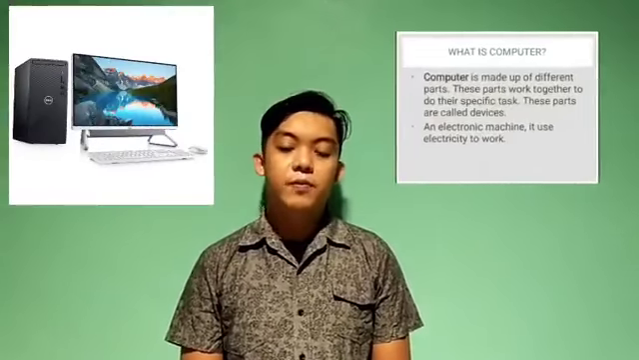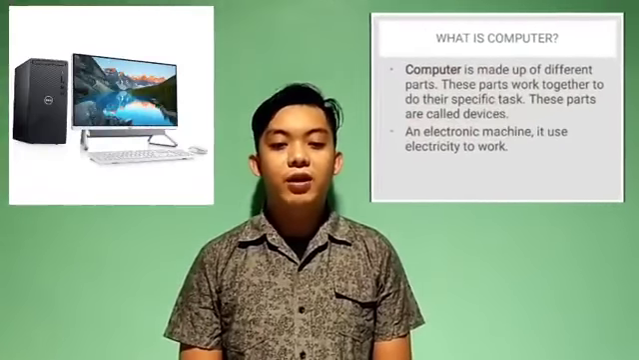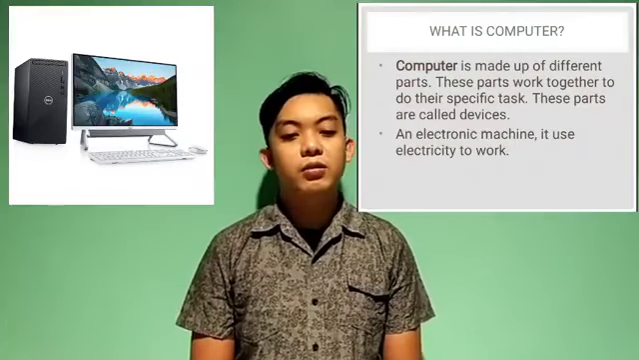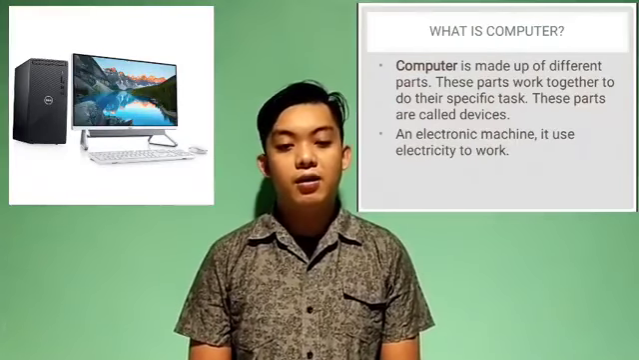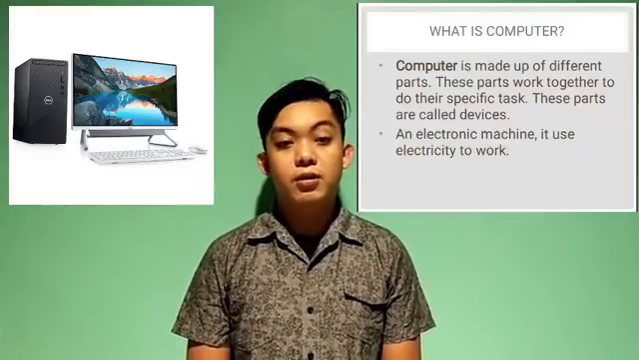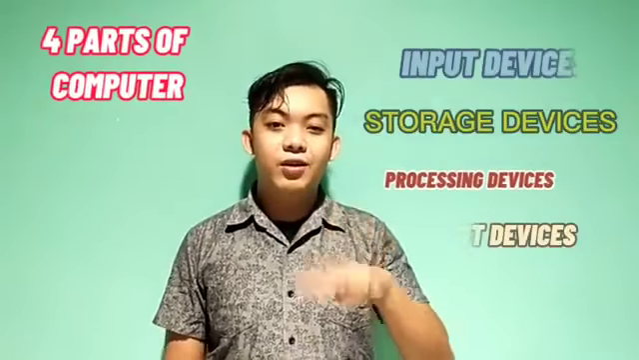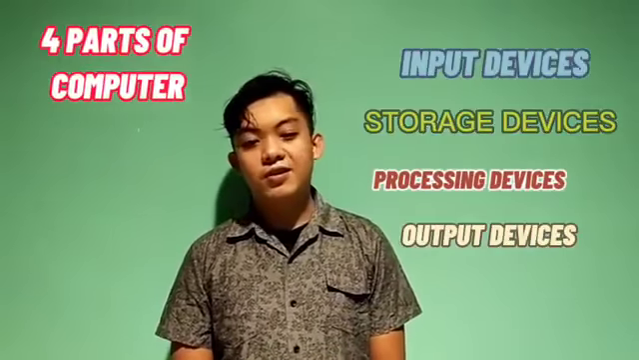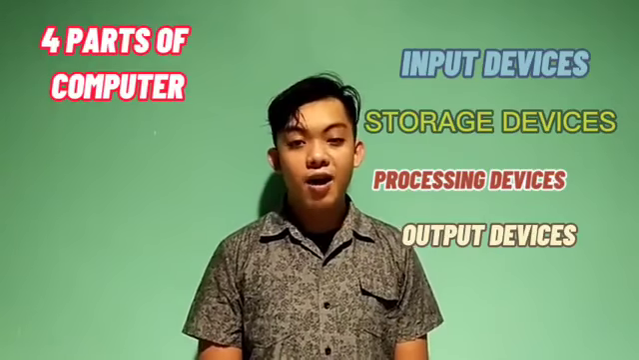Let's start with the meaning of computer. Computer is made up of different parts. These parts work together to do their specific tasks. These parts are called devices and an electronic machine. It uses electricity to work. Four parts of the computer: input device, storage device, processing device, and output device.